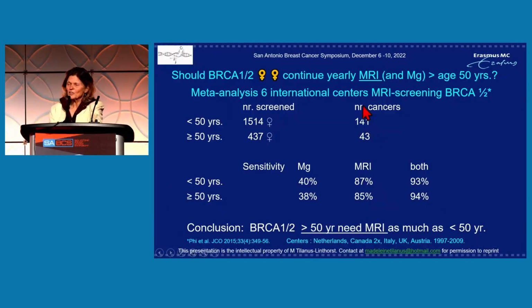However, at the other spectrum of age, should we continue with yearly MRI for BRCA carriers above age 50? A large meta-analysis has been performed, international: Dutch, Canadian, UK, Italy and Austria. Women were divided between below 50 years and above. Sensitivity of mammography did not improve above 50 years. So MRI is for the BRCA1/2 mutation carriers indeed still needed above 50 years, equally as below that.